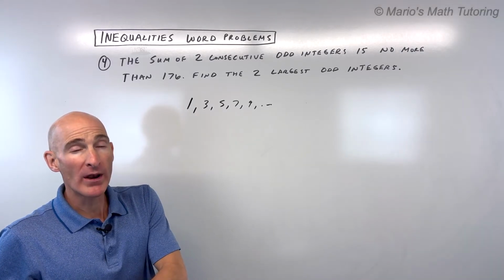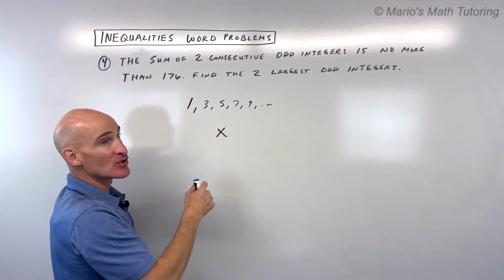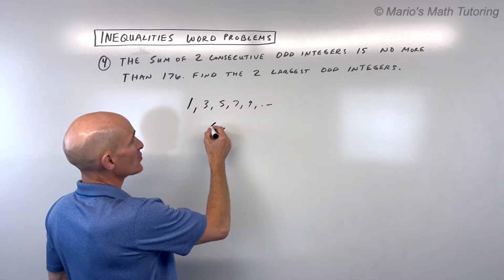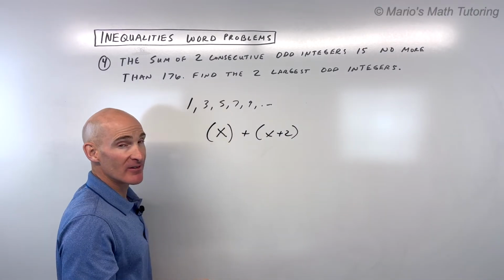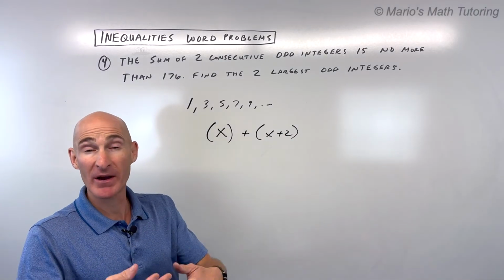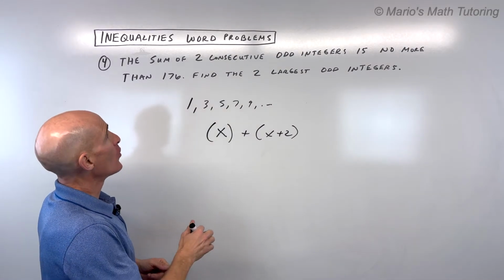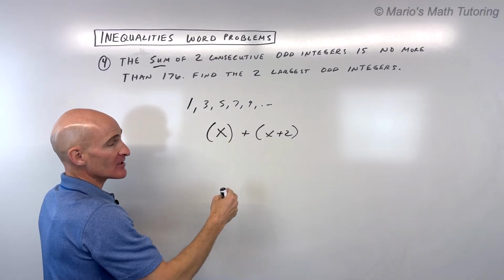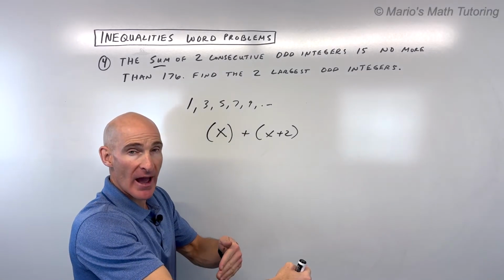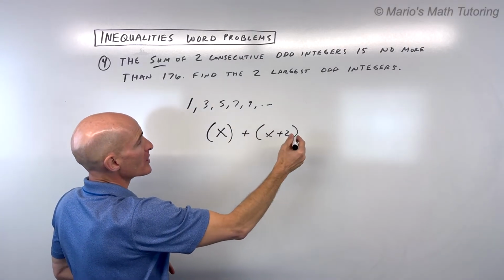So if I make one of the integers, let's just say x, the next one is 2 bigger than that. So if the first one is x, the next one must be x plus 2, right? And the next one would be x plus 4. It keeps going up by 2 each time to get to the next odd one, right? So when we think about the sum, that means you're adding 2 consecutive, that means, one after another, one odd number, the next odd number, okay? And that sum is no more than 176.